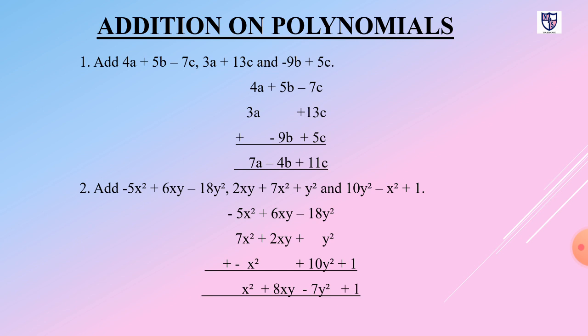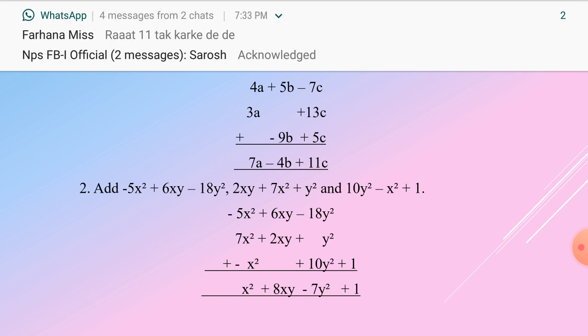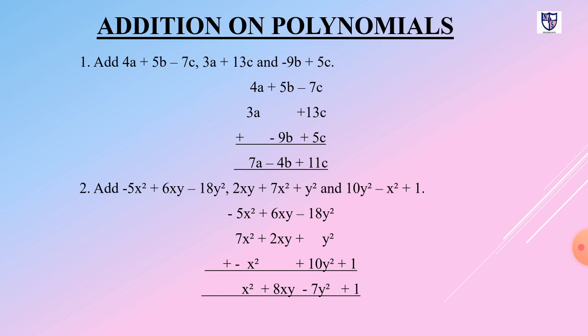In the second example, add minus 5x squared plus 6xy minus 18y squared, 2xy plus 7x squared plus y squared, and 10y squared minus x squared plus 1. First of all, we write terms according to the same variables, and if any expression has a constant, it will be written last. 1 will be written as it is, then comes the variable y squared: minus 18y squared plus y squared and plus 10y squared.